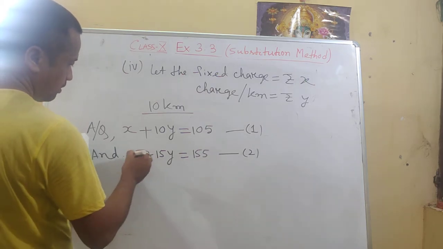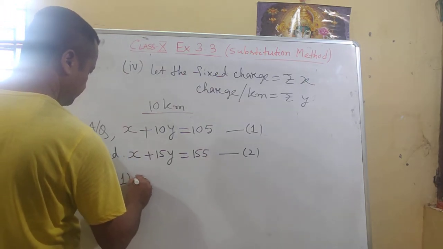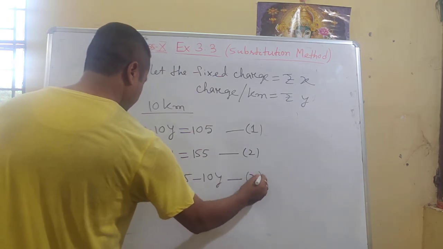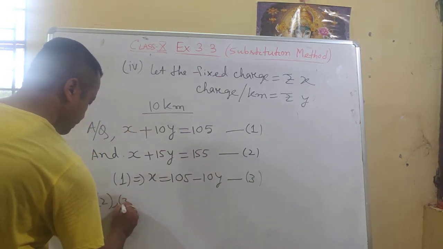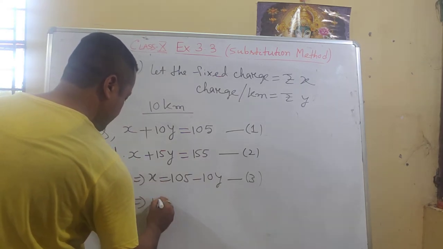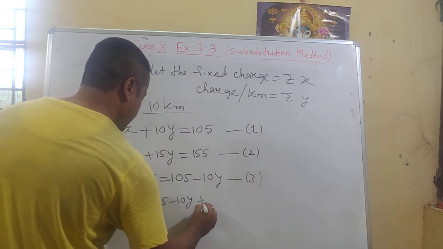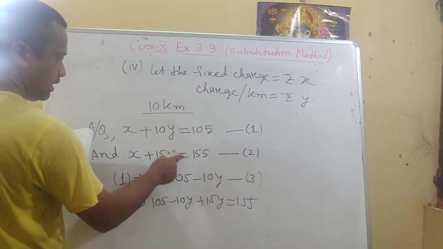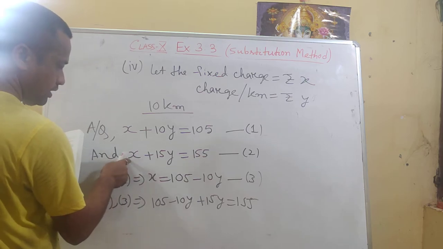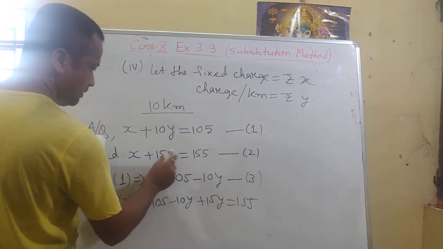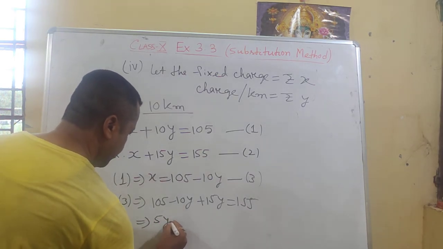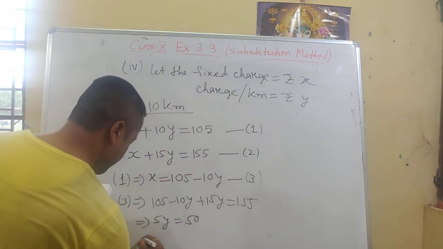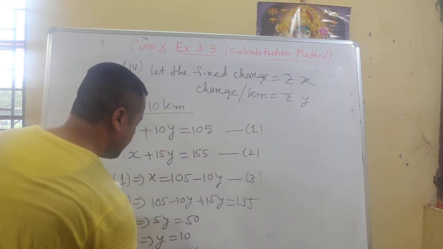So it is very simple. Equation number 1 implies x is equal to 105 minus 10y. It is number 3. So 2 and 3 implies 105 minus 10y plus 15y is equal to 155. We are putting the value of x is equal to 105 minus 10y from equation number 1 in equation number 2. So simplifying, 5y is 50, which implies y is equal to 10.